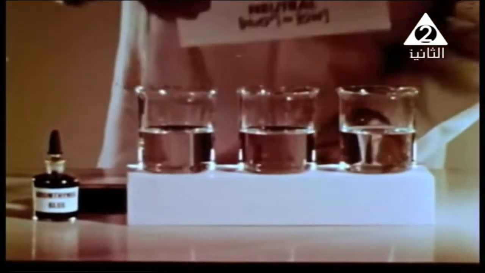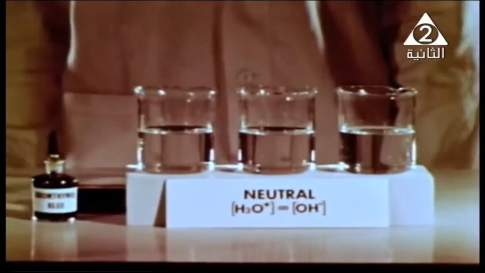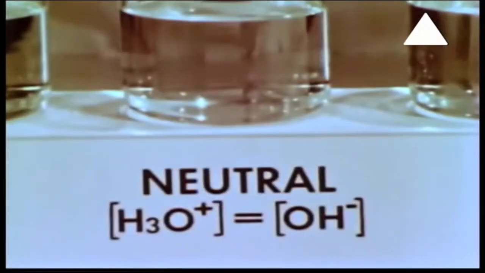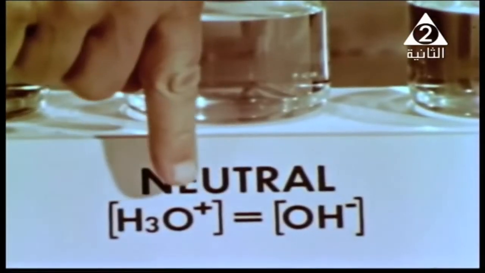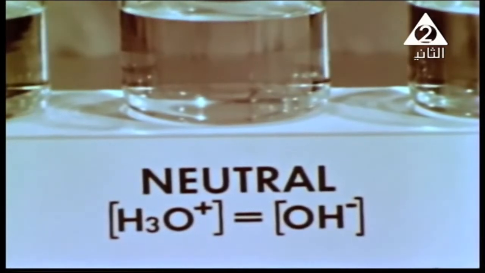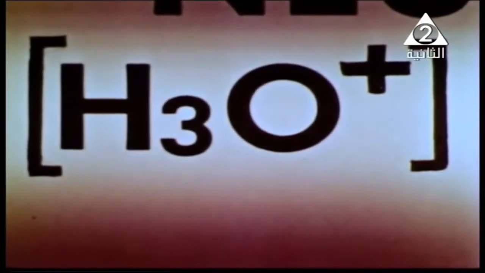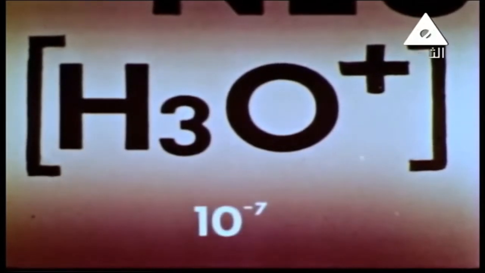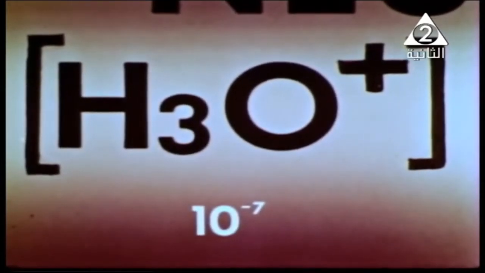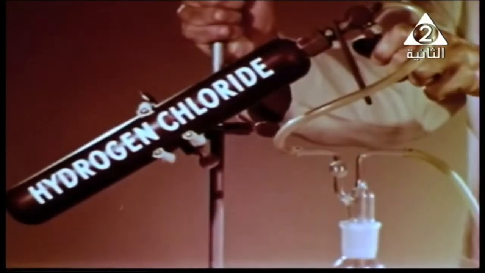When I get bromothymol blue and I add it for this, look, neutral: H3O, hydronium, equal OH what? Equal OH negative. It means neutral solution. Hydronium equal hydroxide. H3O, 10 power negative what? Negative 7. This is pH.